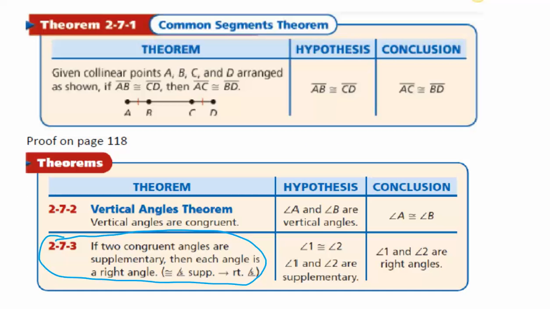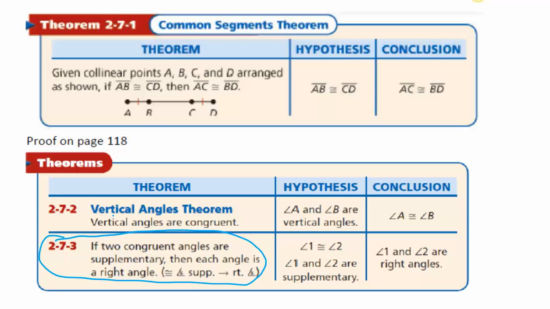Okay, I think there's one more proof. Let me just review these theorems. Oh yeah, there's a proof of the vertical angles theorem next. There's a theorem called the common segments theorem. It's pretty basic. It says if you have points A, B, C, D all in a line, collinear, and AB is congruent to CD, then AC is congruent to BD. You could prove that without having to memorize that theorem, but it's a handy little theorem.